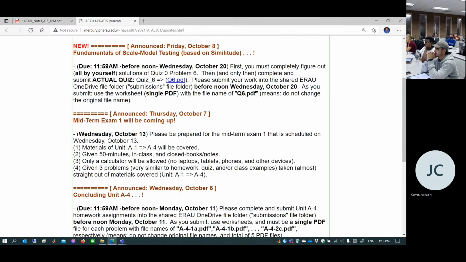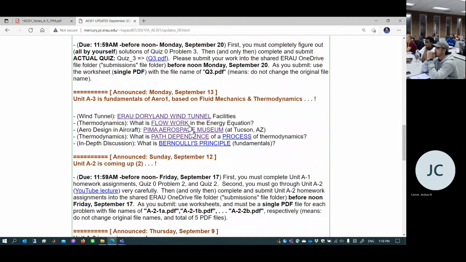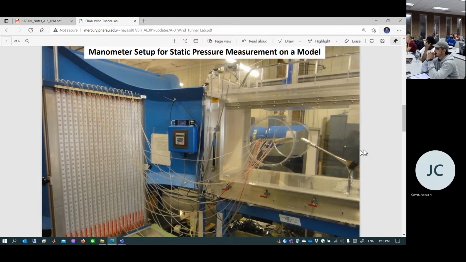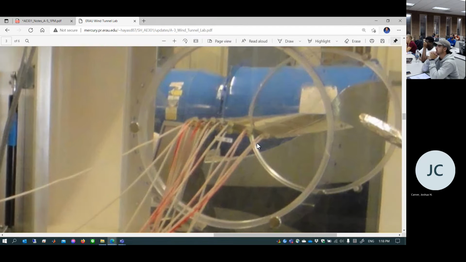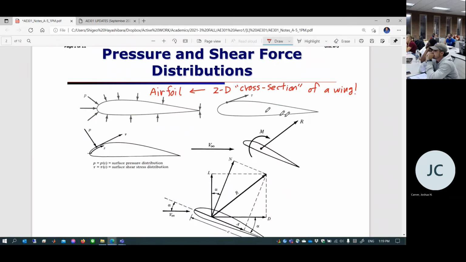Let's take a look at this picture here. Okay, updates of last month's wind tunnel lab. So this is what you're doing. If you really zoom into this model, you have a bunch of surface pressure taps. Each one of them is connected to those tiny tubes, and each one of them is connected to the manometer. What are you measuring? You want to measure the surface pressure distribution. Okay, this is one of those required tests, and of course, you need to know why you're doing it, obviously. Okay, so let's just go back here.